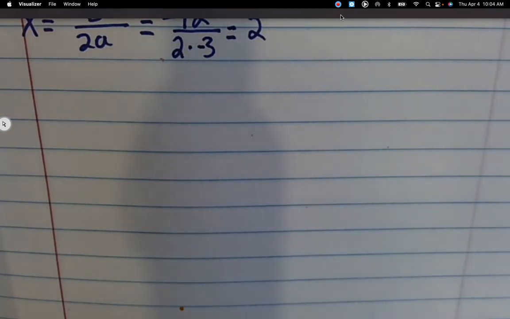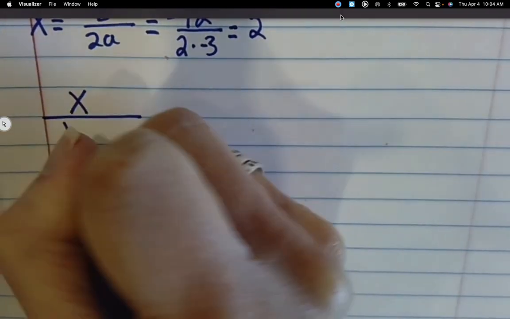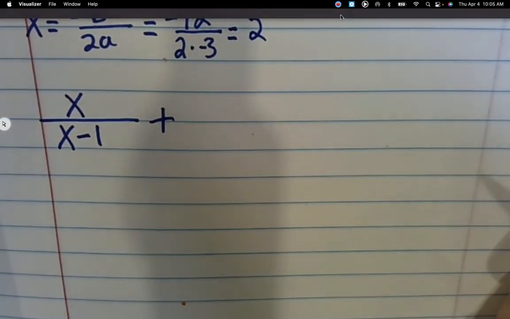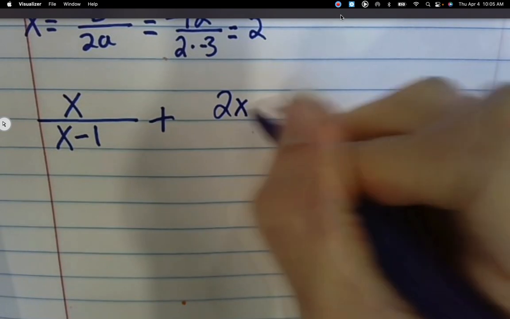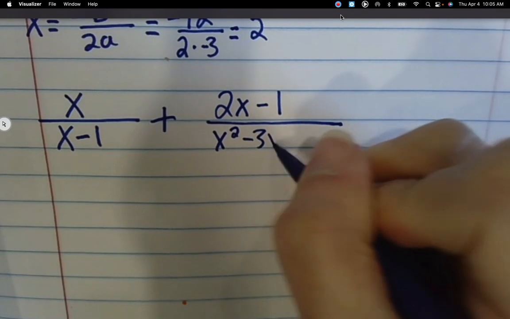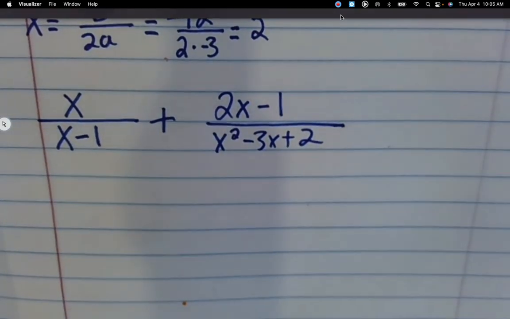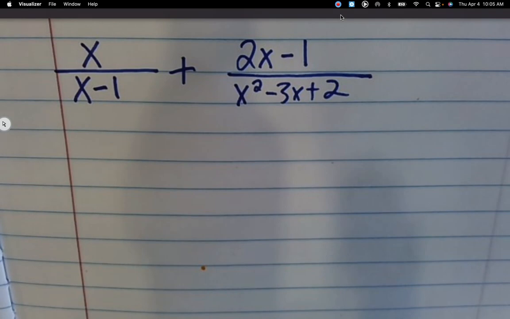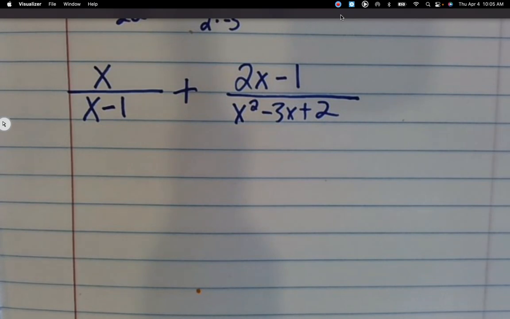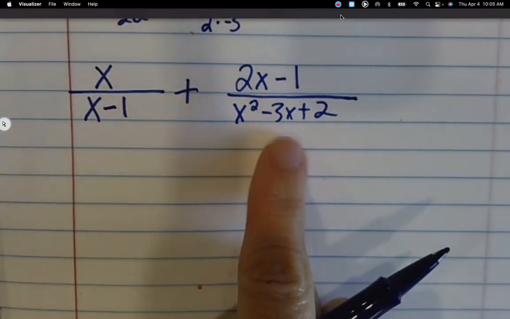Okay, here we go. Here is our addition problem. I have x over x minus 1, and I'm going to add this other one, 2x minus 1 over a whole bunch of stuff. Okay, and these do take a while, and they do take a lot of paper. But it's all algebra stuff, okay? So on this one, just like yesterday and the day before, the first thing you need to do is factor everything, okay? Well, I say everything, especially mainly the denominator.